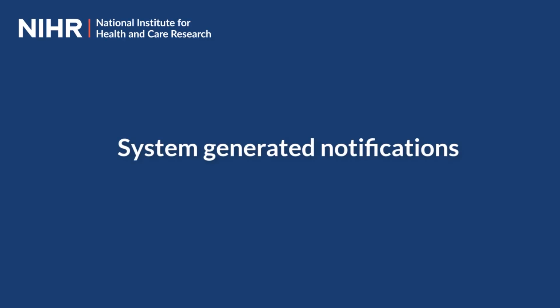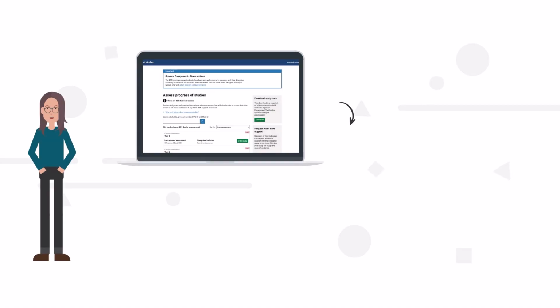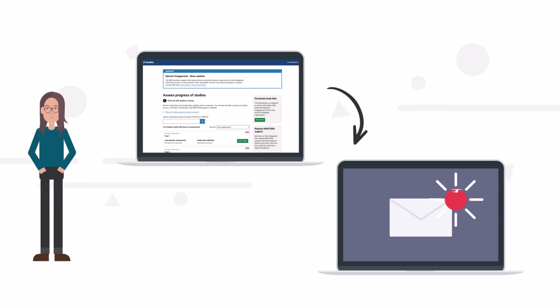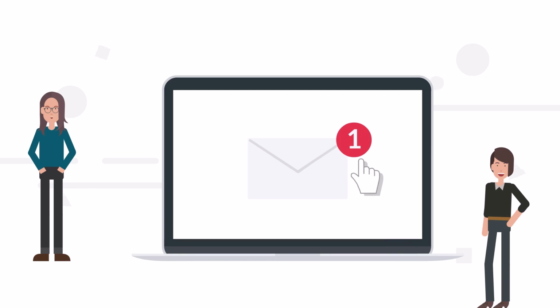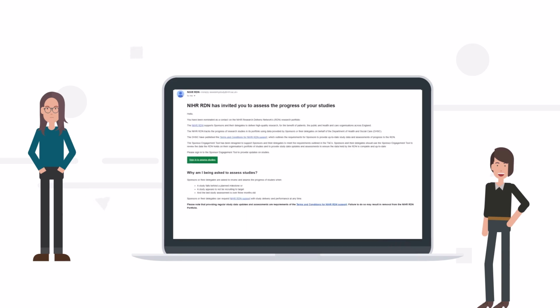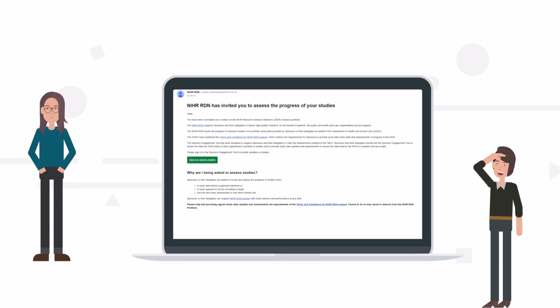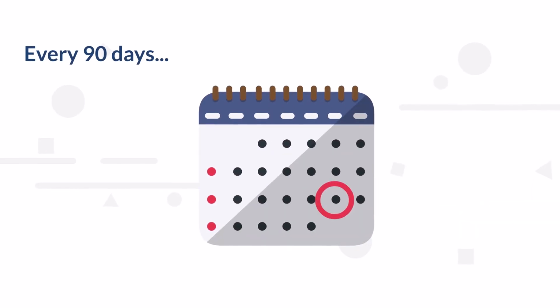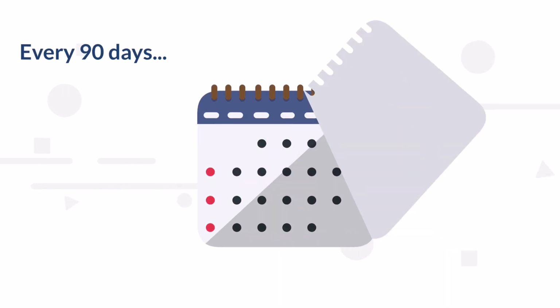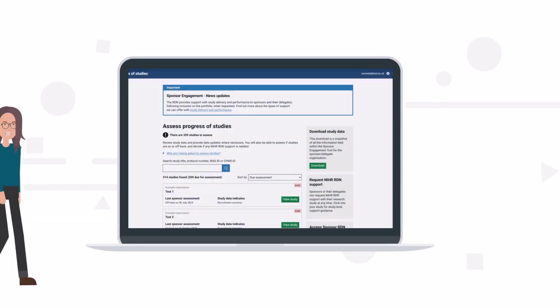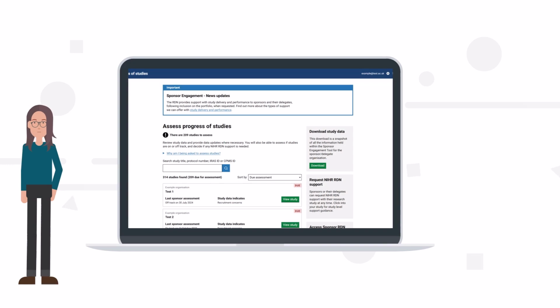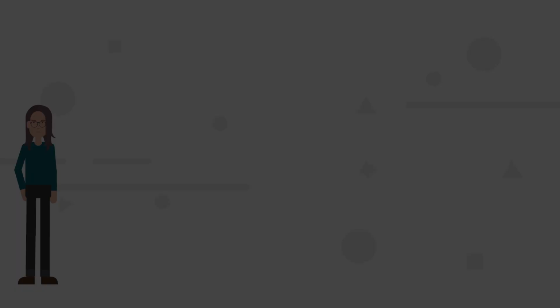System-generated notifications. The Sponsor Engagement tool has the ability to send notifications to users. If you've been nominated to represent your organisation for the first time, you will receive a notification to invite you to create an account if necessary, and access the Sponsor Engagement tool to input assessments on behalf of the sponsor or delegate organisation you represent. Every 90 days, sponsor and delegate representatives will receive a notification if they have one or more studies which are due to be assessed. Through these notifications, you'll be able to access the tool to undertake the necessary activities.